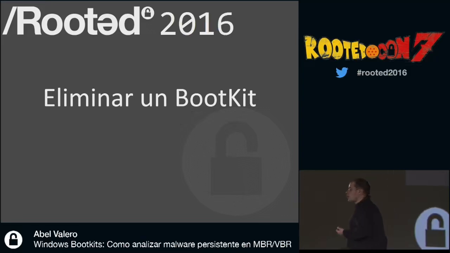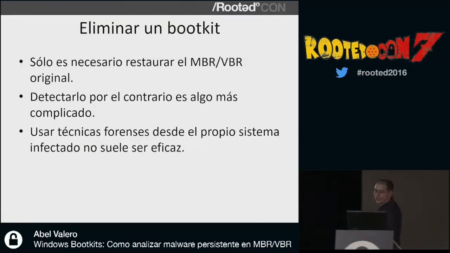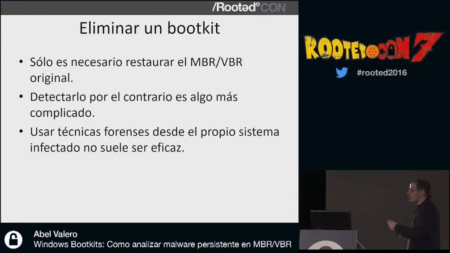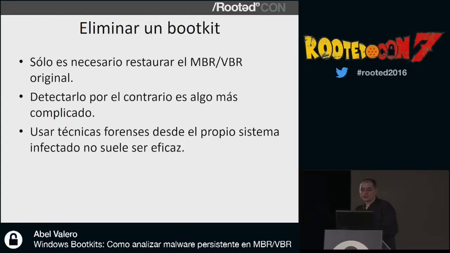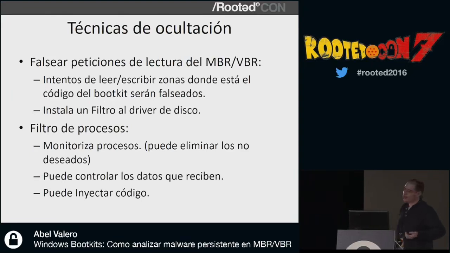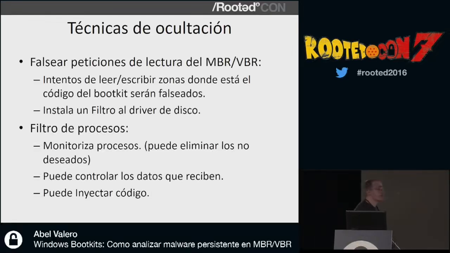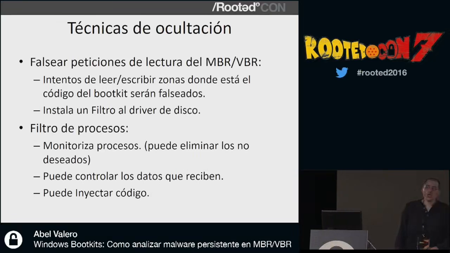After conducting the analysis, it's important for us to know how we can remove this from the operating system. For us to eliminate a bootkit is extremely easy. You restore the MBR or the VBR, and this is removed. By detecting, on the contrary, on an infected system that you have affected MBR and VBR is complicated because these viruses use hiding techniques that use rootkits. Rootkits falsify requests of the system.